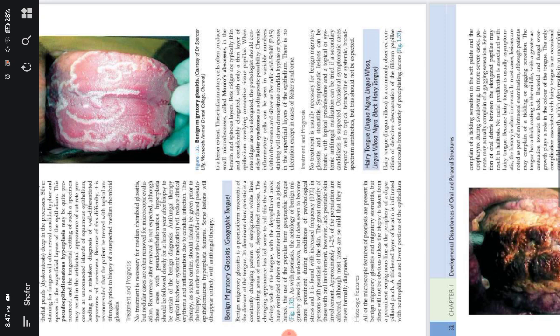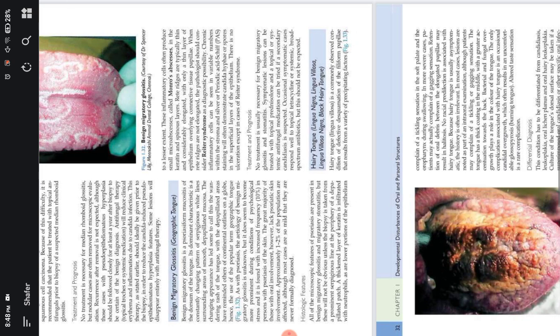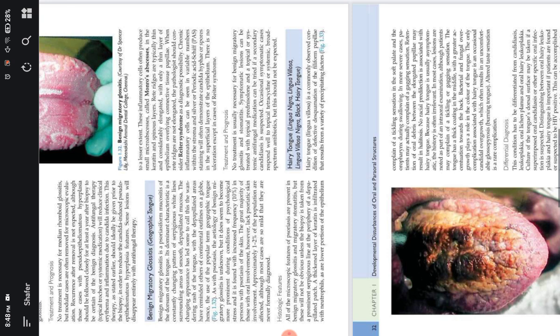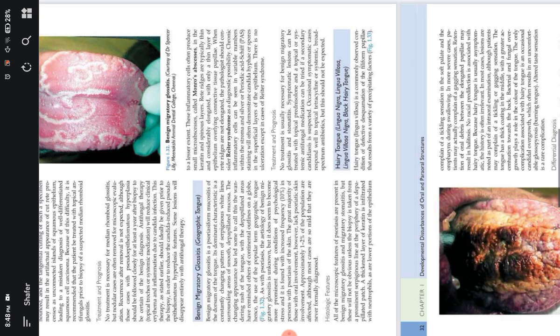Chronic inflammatory cells can be seen. Periodic acid-Schiff stain can often demonstrate candidal hyphae and spores in the superficial layer of epithelium. So coming to the treatment and prognosis, no treatment is necessary for benign migratory glossitis. Only proper oral hygiene and the scraping off of the lesion is sufficient.